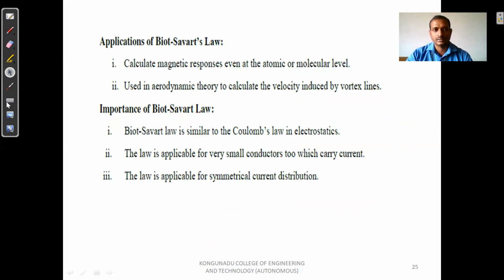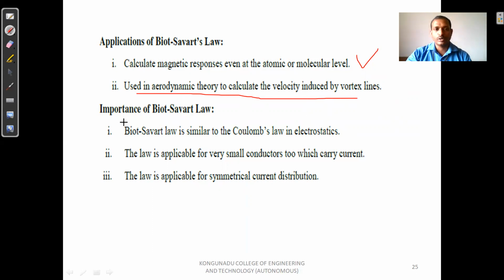Applications of the Biot-Savart law. The Biot-Savart law is used to calculate the magnetic response even at atomic and molecular levels. It is also used in aerodynamic theory to calculate the velocity induced by vortex lines.